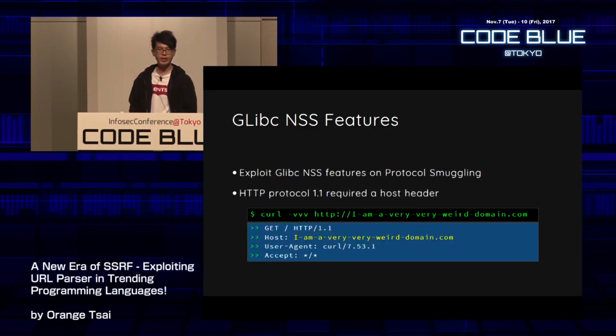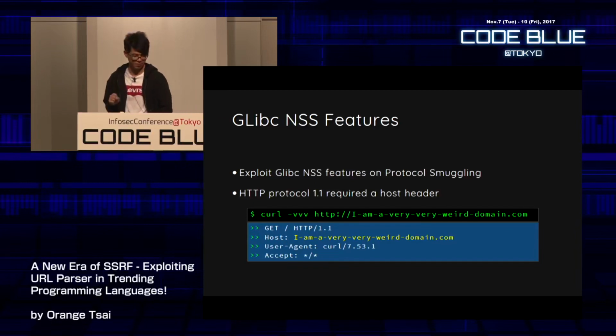Next, exploit NSS features on protocol smuggling. First, why does this work? This is because the HTTP 1.1 protocol requires a Host header, and most libraries embed the hostname into the HTTP request. So the idea is, if we can inject new lines in the hostname, we have the ability to smuggle protocols in HTTP.